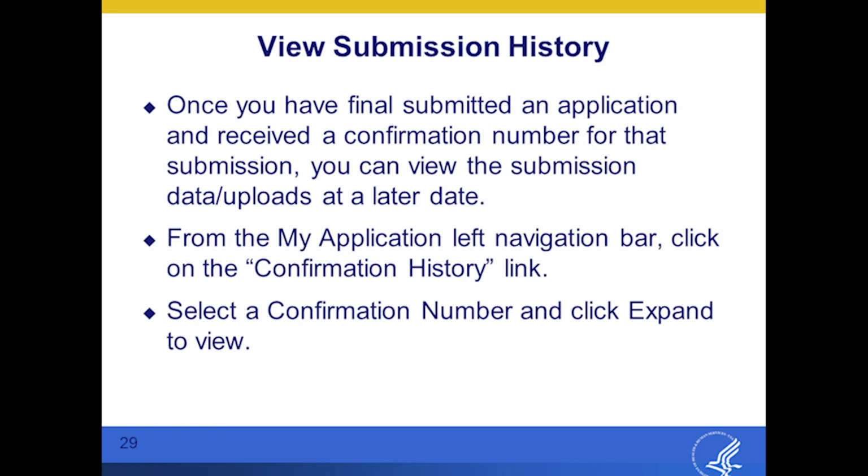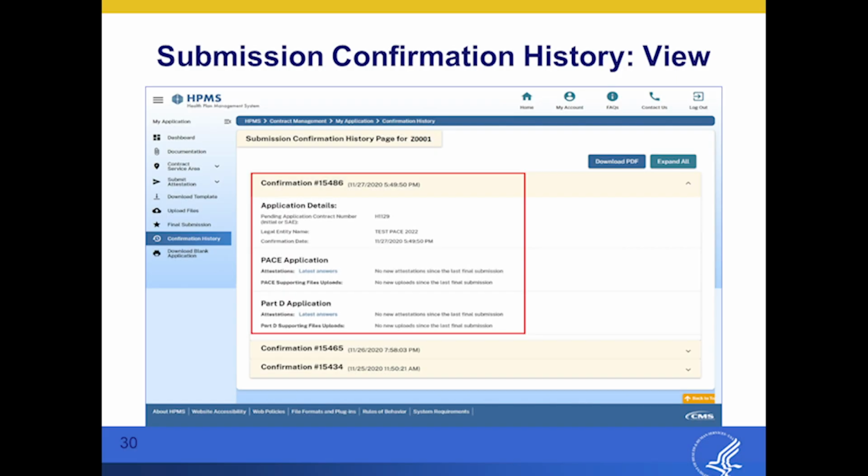The confirmation history provides access to the details affiliated with each submission and appears in the My Application module after the first successful application submission. The next slide shows a screenshot of the confirmation history screen. The screenshot on this slide shows the confirmation history page. You may access the attestation answers and uploads affiliated with each submission from this page. To download a copy of the completed attestations, you may click on the attestation link, right-click on the screen that opens, and then print the PDF directly to your computer.